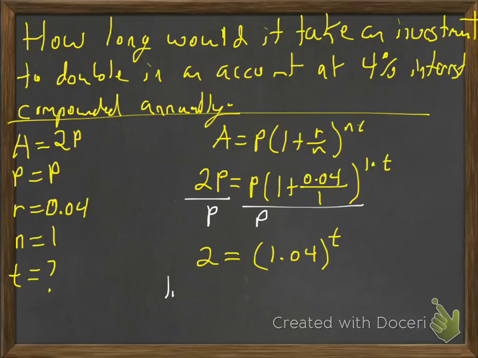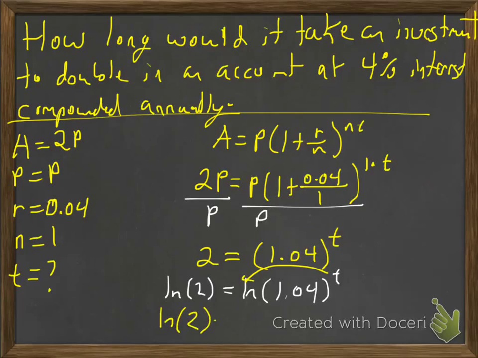We're going to go ahead and ln both sides. Again, you don't have to ln. There's other options, but this is probably the less writing option. And use that power rule to bring down that t. So we got ln of 2 equals t times ln of 1.04. And that ln of 1.04, it's just a number. I don't know what it is without my calculator, but I can divide both sides by it.